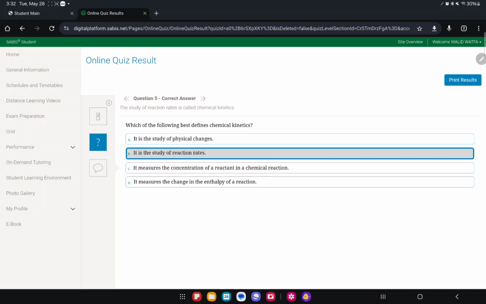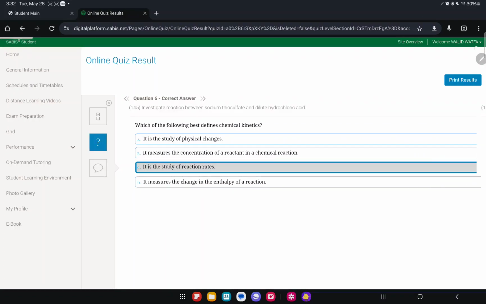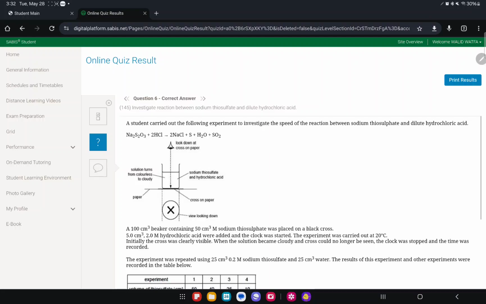Question 5. Which of the following defines chemical kinetics? This one you just memorize it. It's a study of reaction rates. Okay, question 6. This one's a bit tougher.